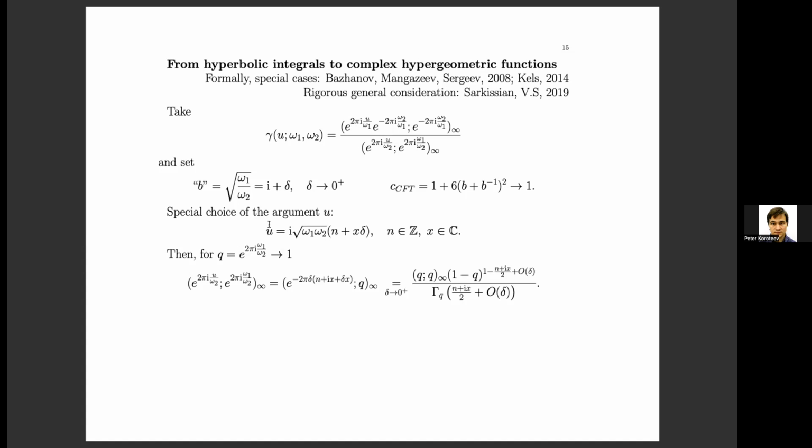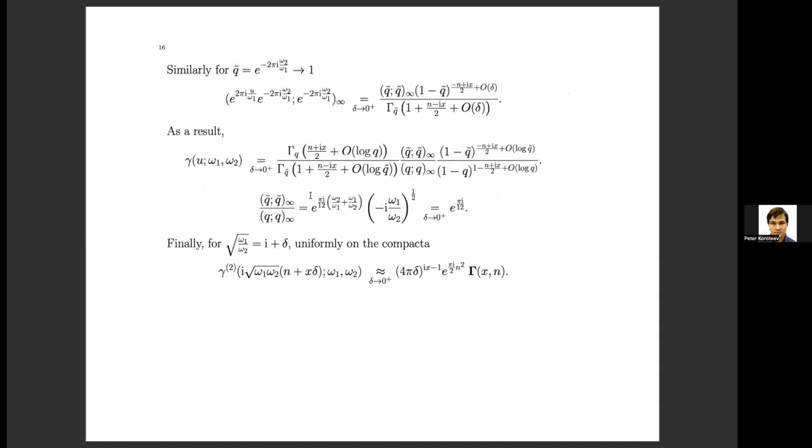For the special choice of this variable u, the argument of this function, which is given here, normalized so that n, the leading term, is an integer, which is very important, and the subleading term is complex, then when you insert it here and take this limit, I will skip the derivation. I don't have time. Interested people can look at the slides when they are posted. But the result is as follows. It's an interesting derivation because, for instance, it uses the following formula: the ratio of the Dedekind eta functions, the modular transformation of that function, which is just the modular transformation of the Dedekind eta function.